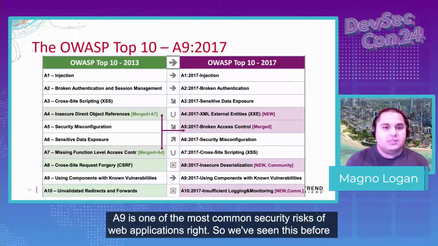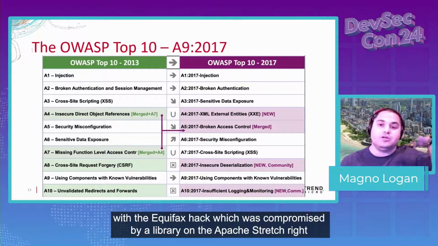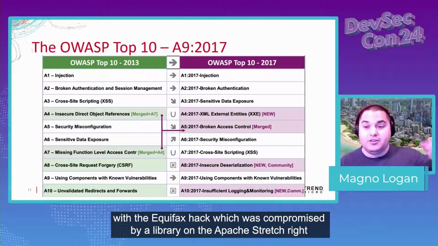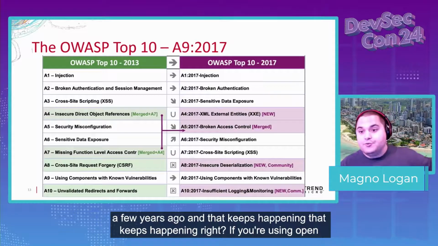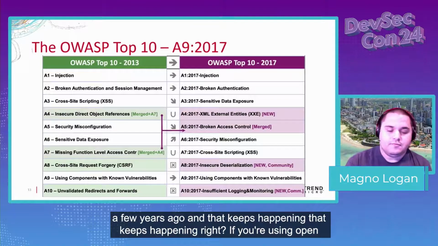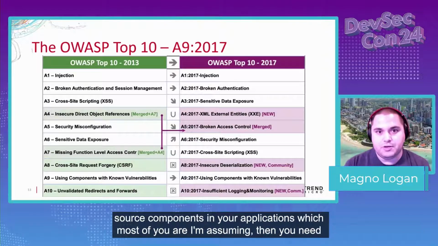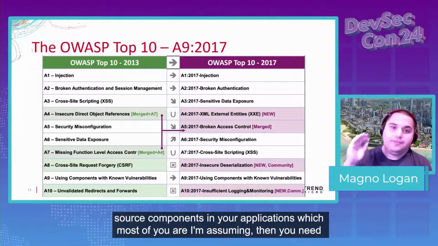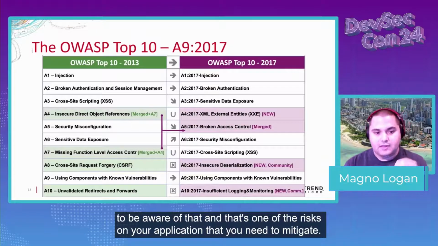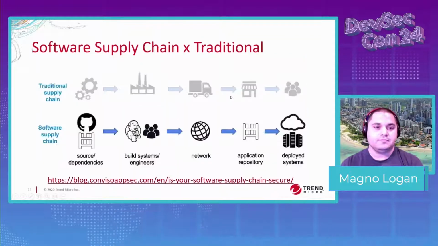So we've seen this before with the Equifax hack, which was compromised by a library in Apache Struts, right, a few years ago, and that keeps happening. That keeps happening, right? So if you're using open source components in your applications, which most of you are, I'm assuming, then you need to be aware of that. And that's one of the risks on your application that you need to mitigate.